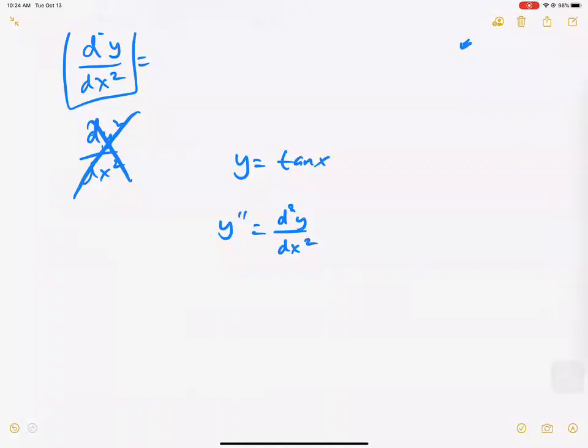So don't get messed up by the notation. It really is all referring to that second derivative. Okay, so let's do it. y prime is equal to secant squared.